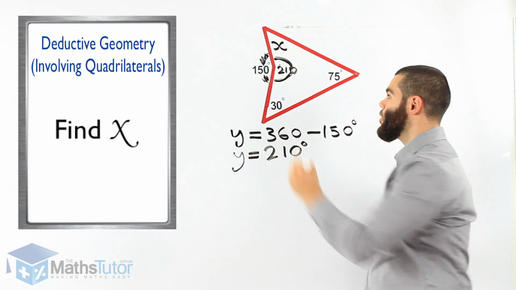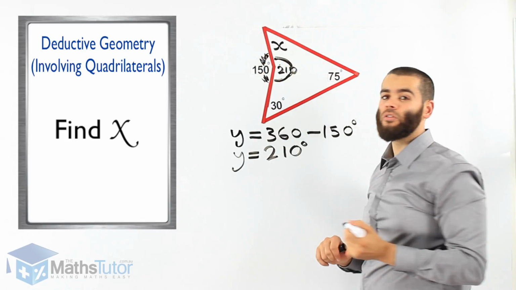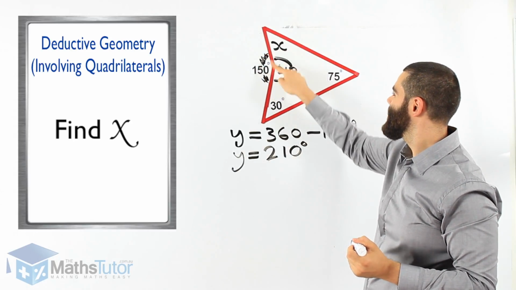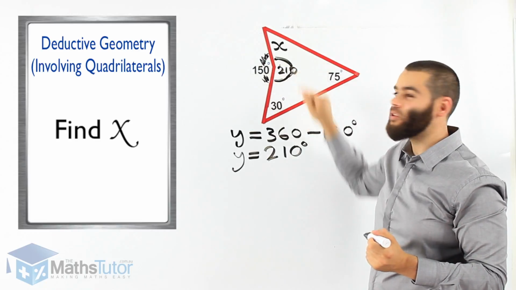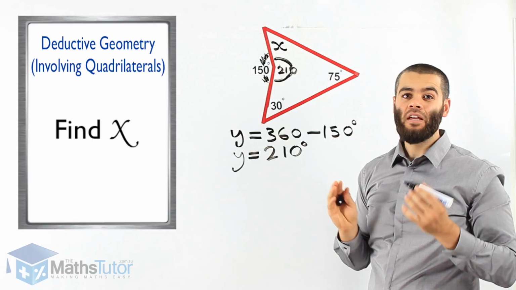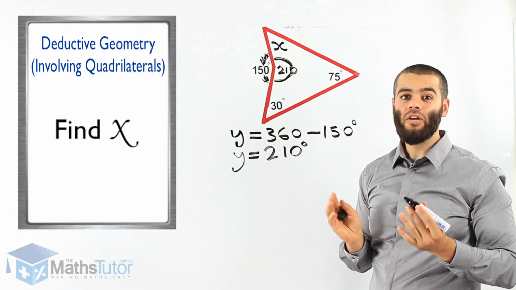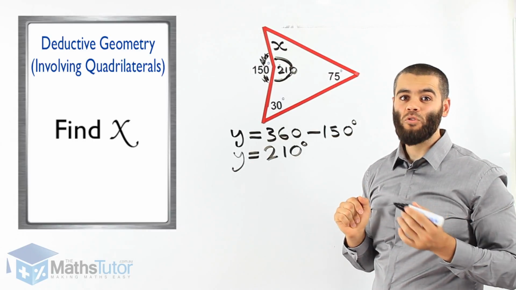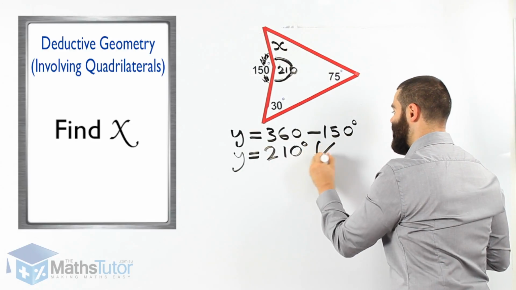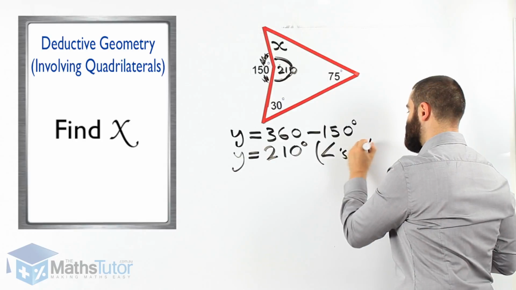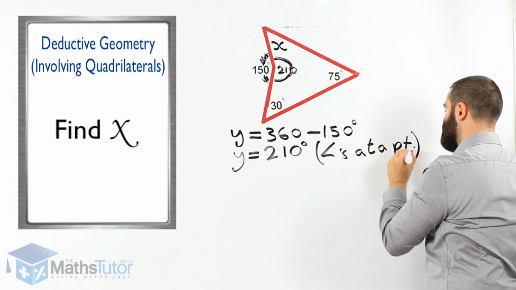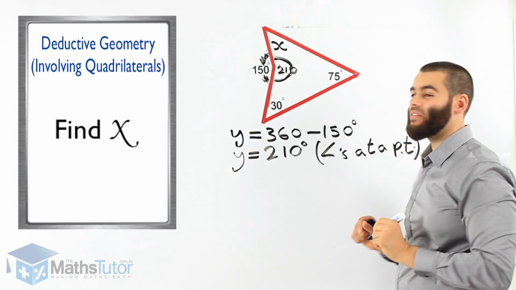How do we know that? Well, which geometrical fact are we going to use? We know they add up to 360. This angle outside and this angle inside, they add up to 360. They are called angles at a point. In a previous lesson, we learned about angles at a point. They add up to 360 degrees. So here we write angles at a point. Angles at a point, that's the reason.